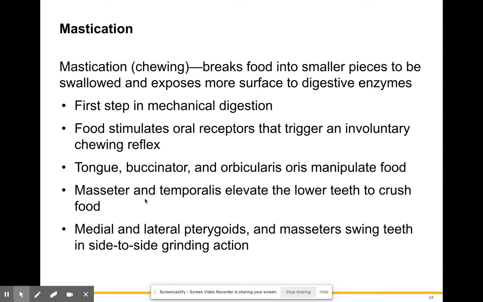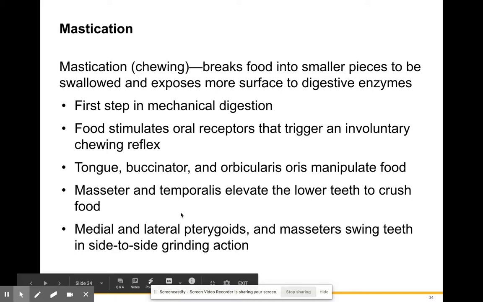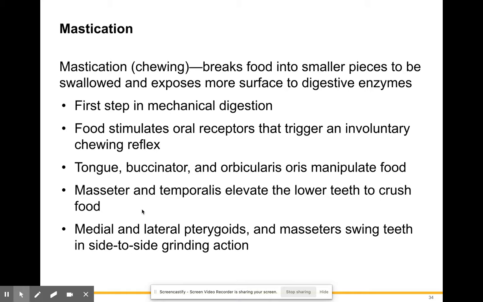Okay. The medial and lateral pterygoid muscles. It's a silent P there, so it's just pterygoid. The medial and lateral pterygoid muscles and the masseter muscle, which is another big muscle on your cheek, swing teeth side to side and allow you to grind things. So you tear stuff off with the front teeth, you move it to the back where you then grind it up into smaller portions that you can eventually swallow.